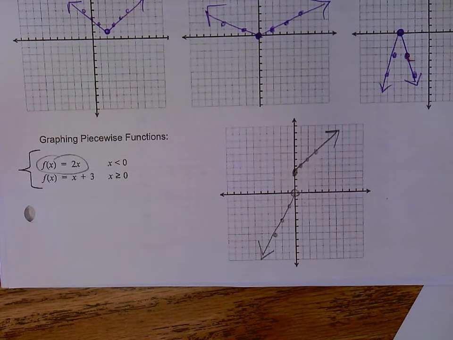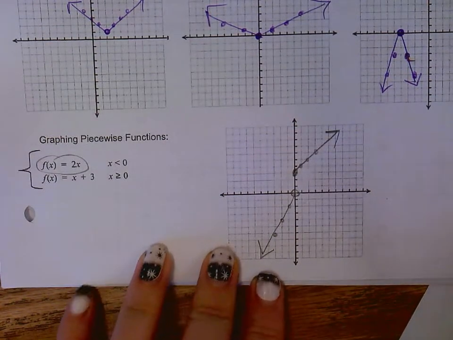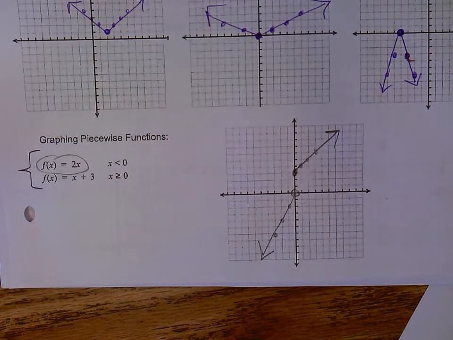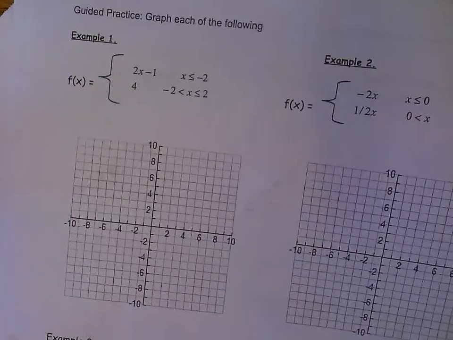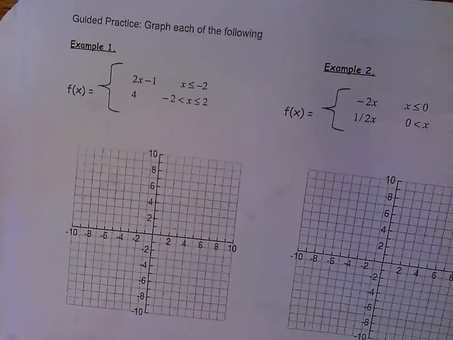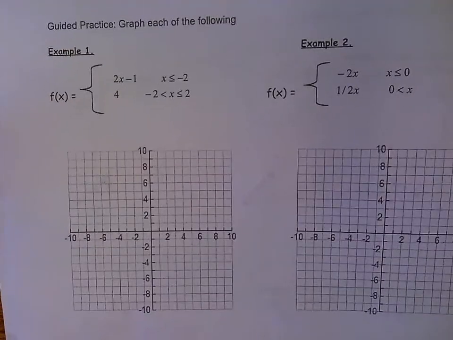That's a piecewise function. Might be your first time ever graphing one, so at least you've seen one of those before and how to restrict the domain, and it's just graphing lines. You're just erasing part of the line. All right. So let's do another piecewise function together because these are difficult. And then maybe you can try example 2.